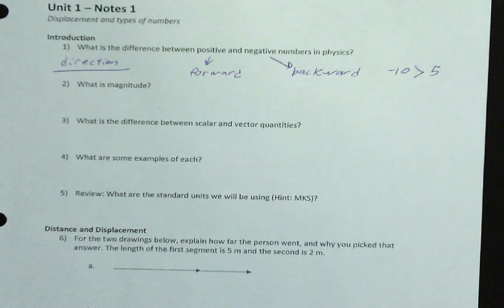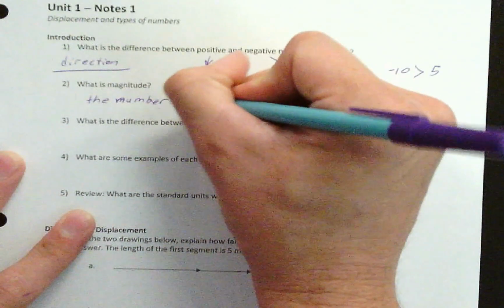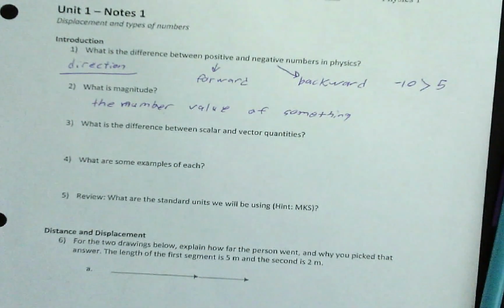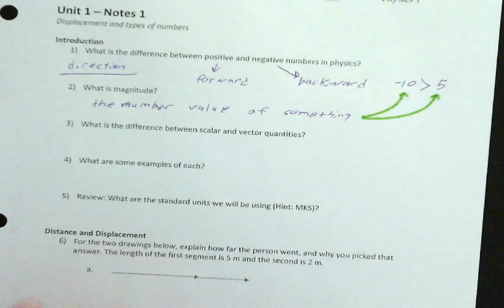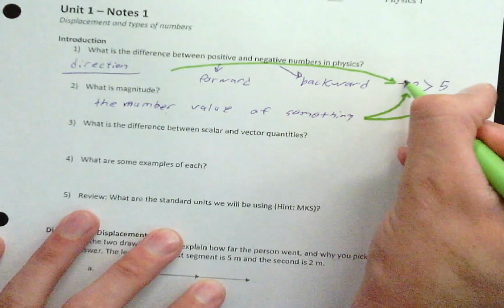Okay, so what is magnitude? Magnitude is just the number value. So when we're talking about physics here, we're talking about just the number. All we're talking about is the value, okay? Negative 10, we're just worried about the 10. Positive 5, we're just worried about the 5. So we're not worried about any direction, we're just worried about what the numbers are. That's what I mean by magnitude. The direction would be the negative sign or a positive sign if there is one. But really, when we're talking about direction, we're just talking about negatives, because the positive is implied.